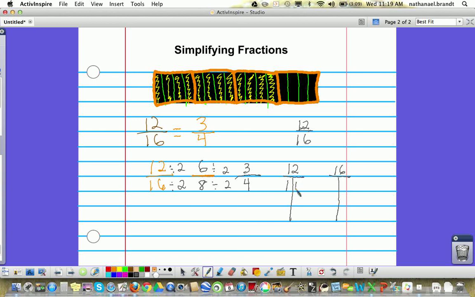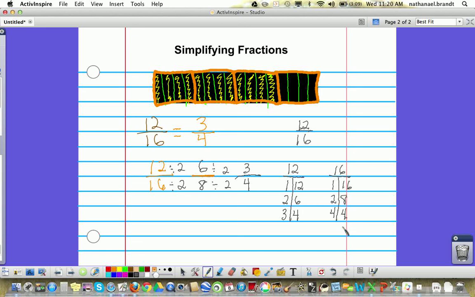We all know 1 times a number is the number. So 1 is a factor of every whole number. 1 times 12 is 12. 2 times 6 is 12. And 3 times 4 is 12. Now I'm going to do the factors of 16. 1 times 16 is 16. 2 times 8 is 16. And 4 times 4 is 16.